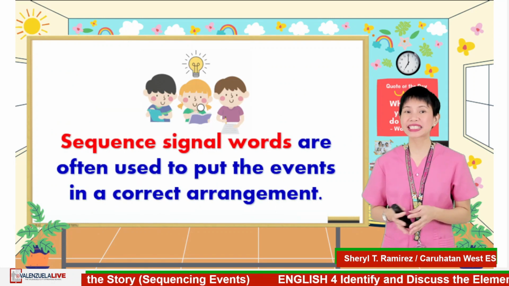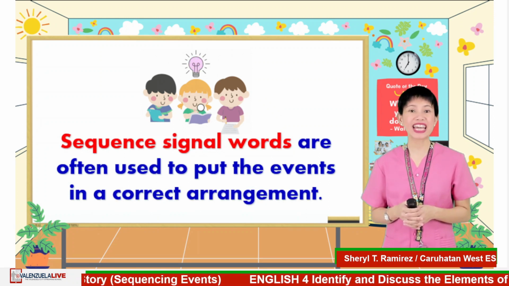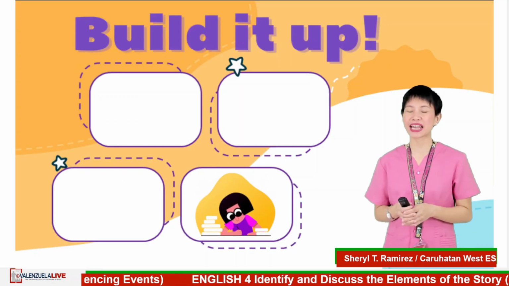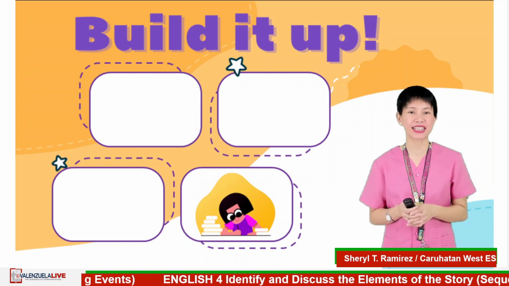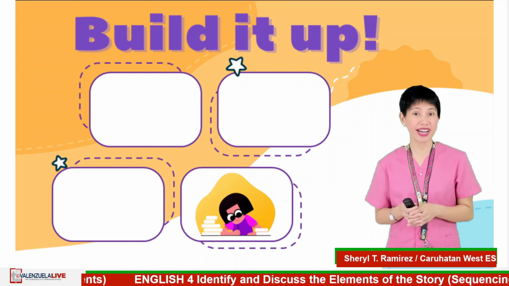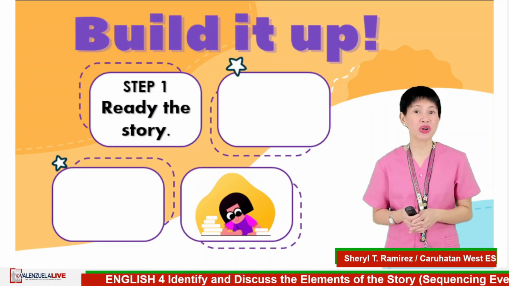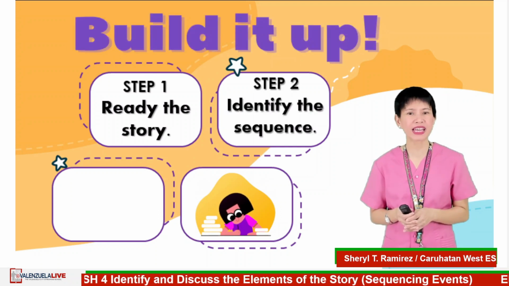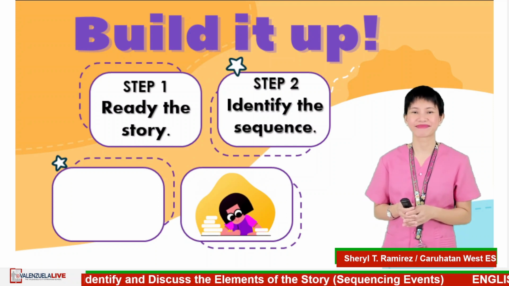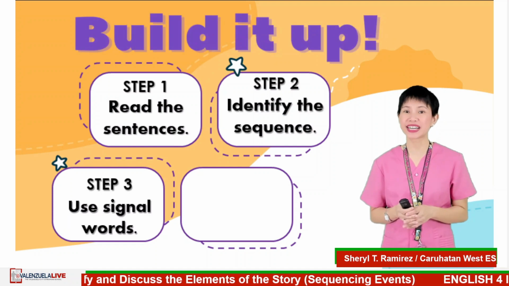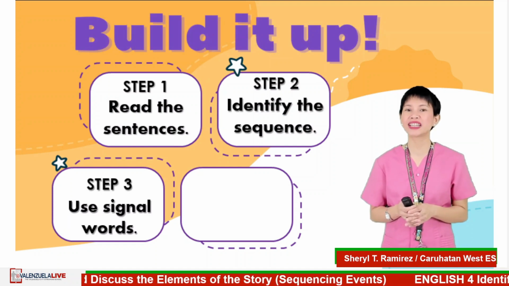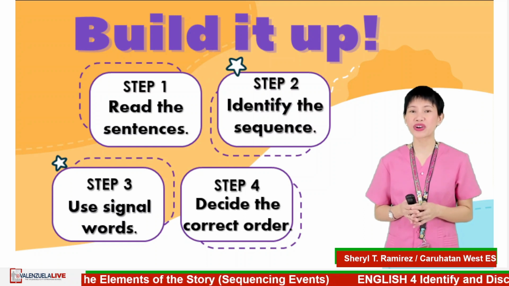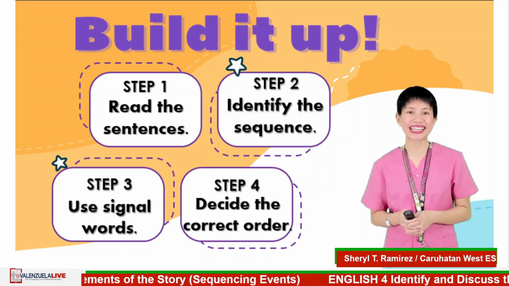Remember, sequence signal words are often used to put the events in the correct arrangement. Let us read the 4 easy steps on how to arrange or sequence the events in the correct order. Step 1, read the paragraph or the story carefully. Step 2, identify the sequence. You have to pay attention to the details. Step 3, use the signal words. They serve as your clues on how the events will be arranged correctly. And step 4, decide the correct order of the events based on the important details of the story.